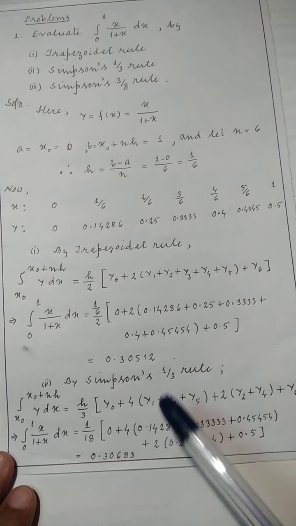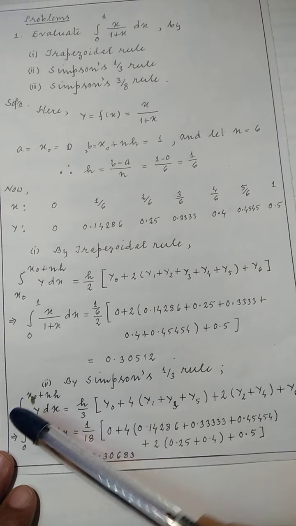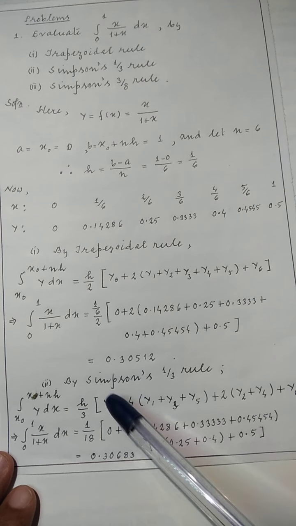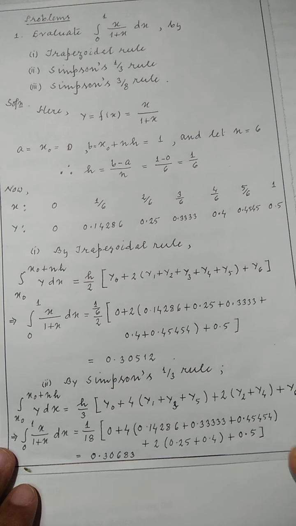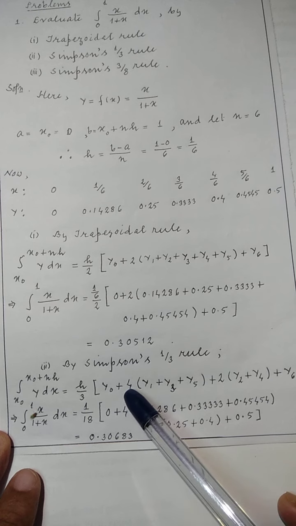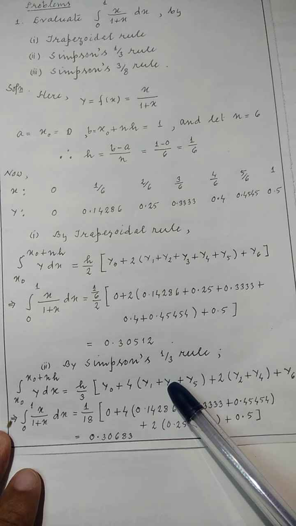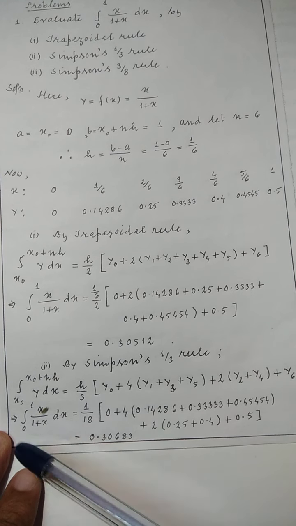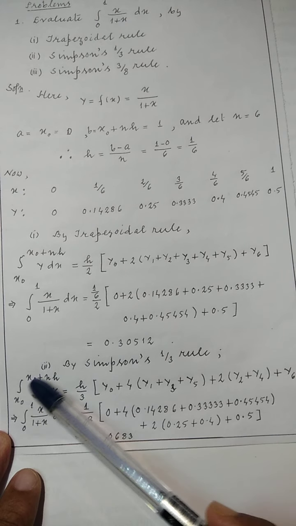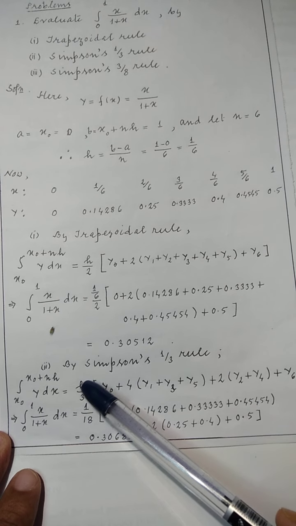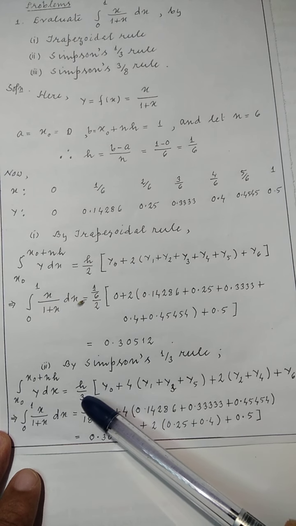So you know the result for Simpson's 1/3 rule. It is given by the integral from x naught to x naught plus nh of y dx is equal to h by 3, then y naught plus 4 times the odd ordinates plus 2 times the even ordinates plus the last ordinate. So here x naught is 0, x naught plus nh is 1, and y is equal to x by 1 plus x dx. Substitute the value of h, which is 1 by 6, so you will get 1 by 18.